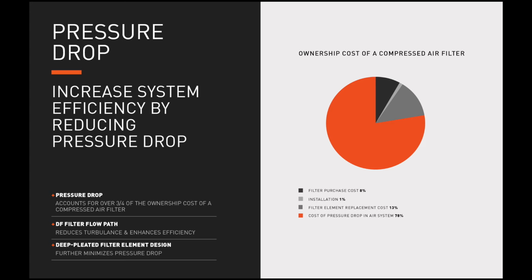Let's talk about pressure drop and how a low pressure drop is critical in maintaining an efficient and properly functioning compressed air system. Pressure drop is a reduction in air pressure from the air compressor discharge to the actual point of use. Pressure drop occurs as compressed air travels through the treatment and distribution system.